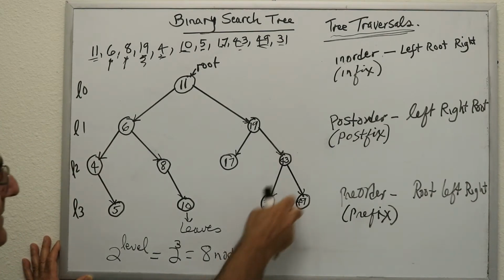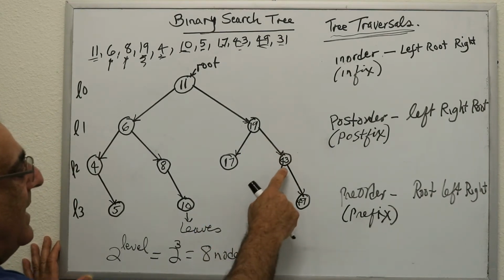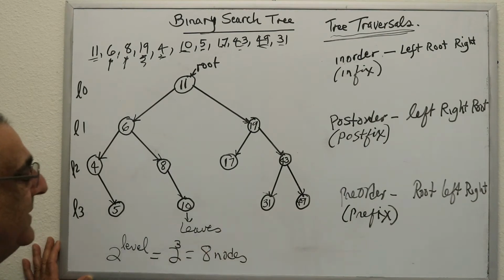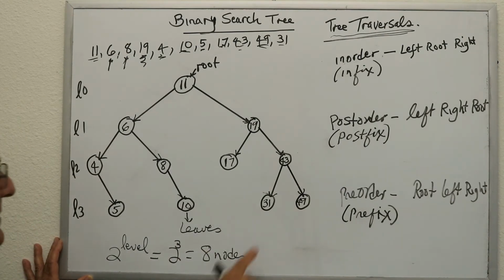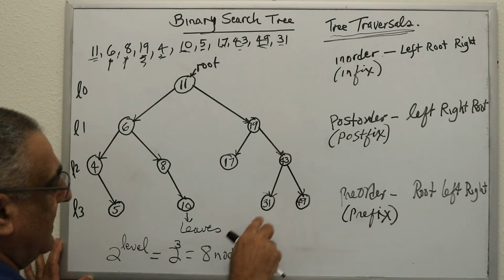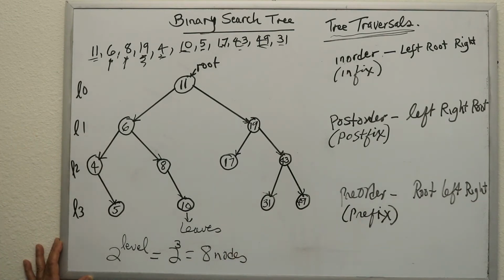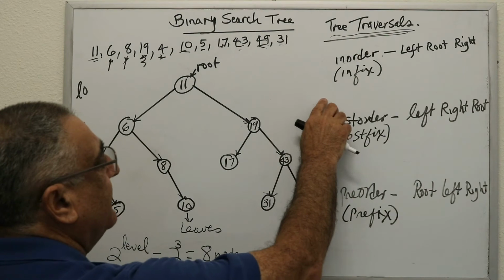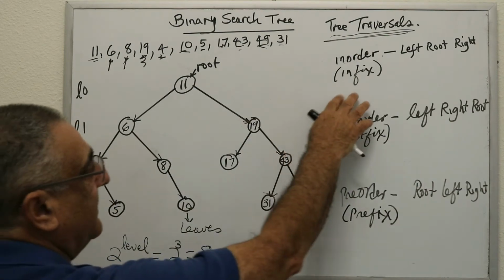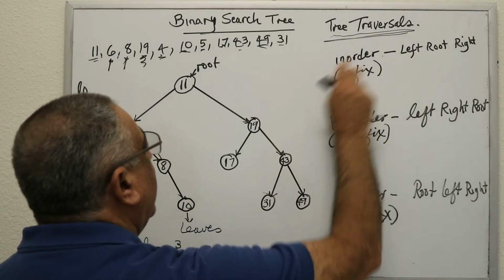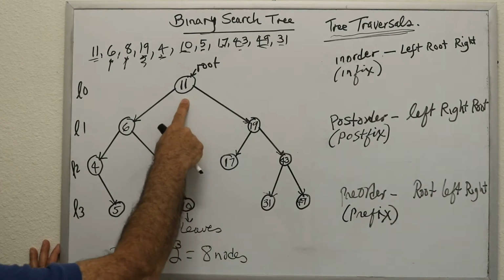So as you can see, this is a subtree. The root is 43, with a left child and a right child. Left child is smaller, right child is larger. So now we're going to traverse this, meaning visit every node. Now the in order traversal, or infix, says left, root, right. So I'm going to start with the root.